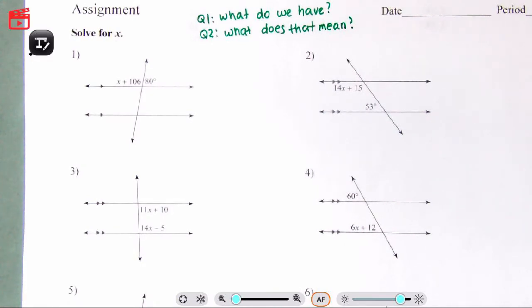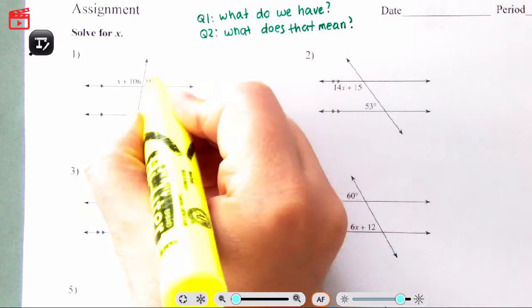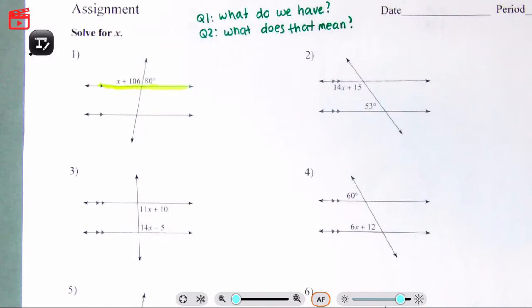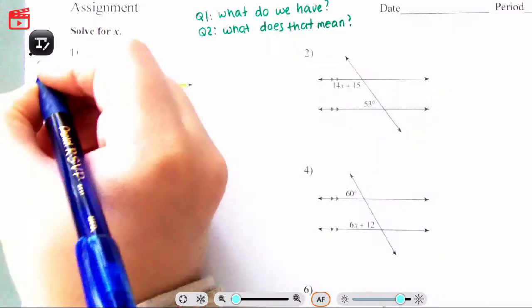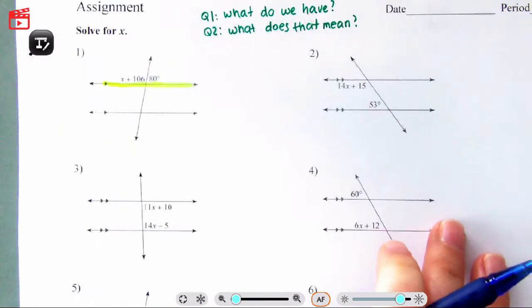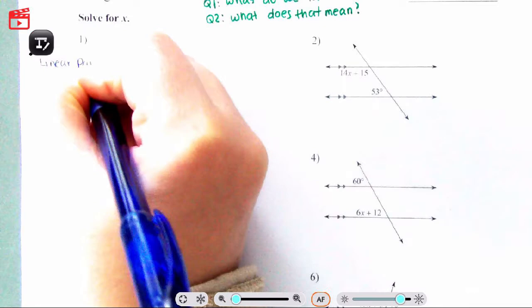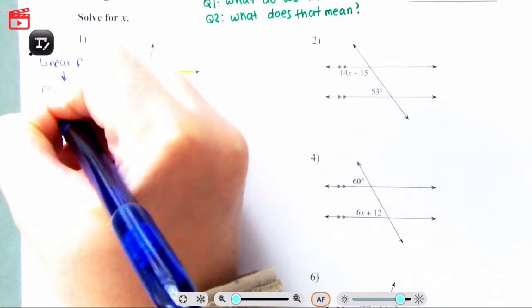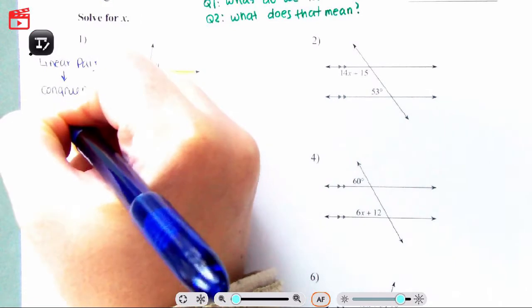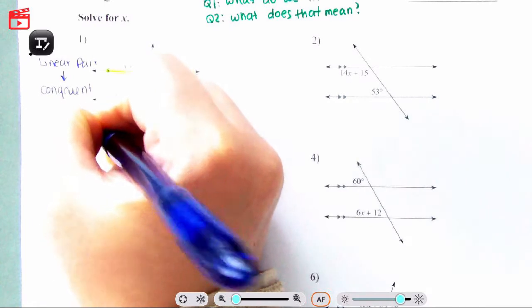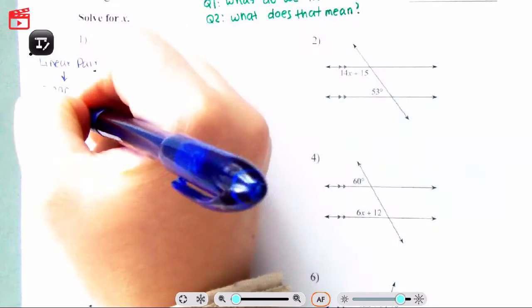So let's start. What do we have in number one? I am noticing that I have two angles on this line. We have two angles on a line, and that is called a linear pair. So I'm going to write it off to the side. What do we have? We have a linear pair. What does that mean? That means they are congruent. And what does that mean? That means equal in measure. And again, equal in measure, I'm referring to the angle measures.